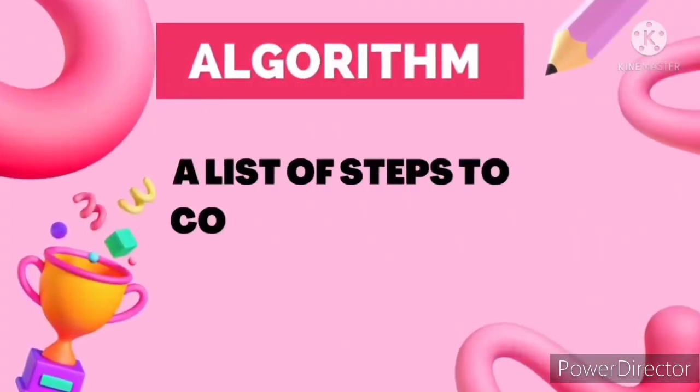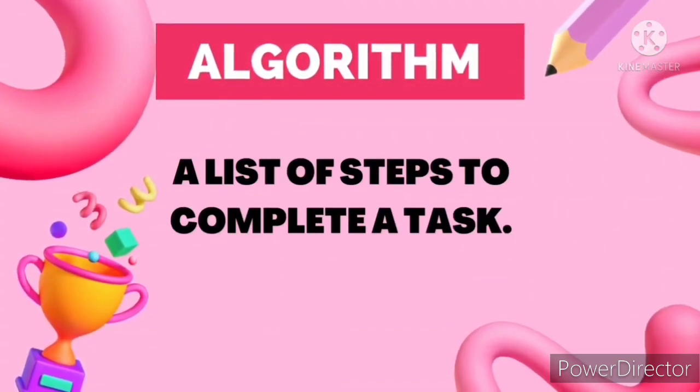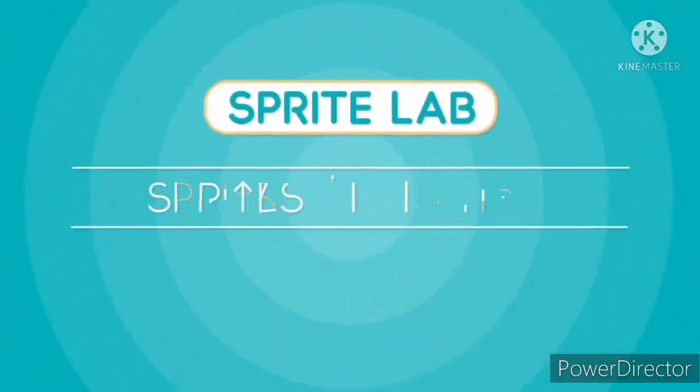Now the next one here is algorithm. What is an algorithm? An algorithm is a list of steps to complete a task. You can as well say an algorithm is a list of steps taken to complete a task. Now quickly we are going to listen to an overview of the lesson before we head over to the code studio.